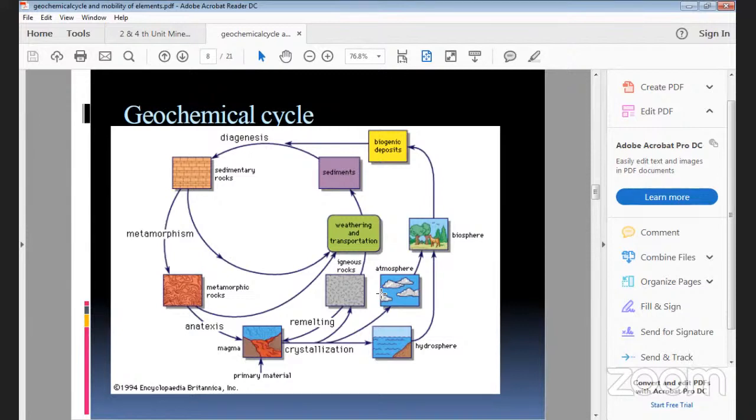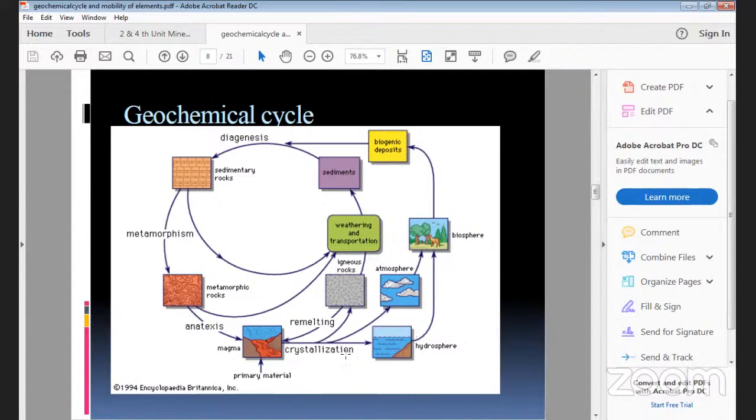This is one step. Then the igneous rocks participate in weathering and transporting processes, disintegrating into small pieces. They form sediments, and these sediments participate in the diagenesis process and form sedimentary rocks. This is the second stage. Coming to the next, biogenic deposits.